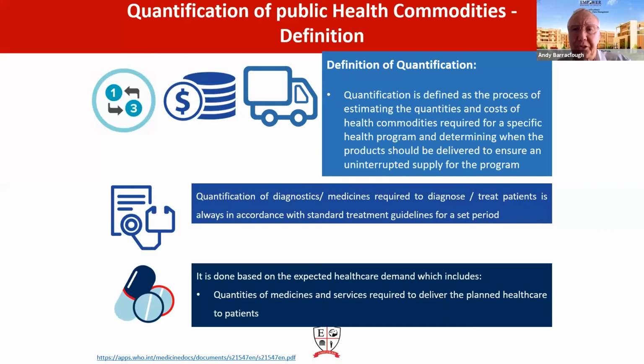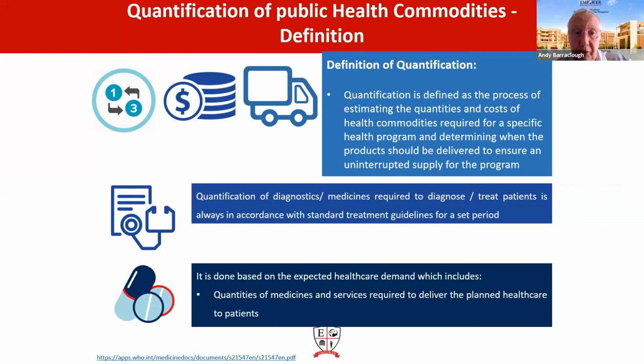It used to be the case that WHO defined the two separately. So forecasting was defined as a multi-year estimation, going forward for 5 years into the future, whereas quantification was defined as only the quantities and the budget for the next order to be placed. In fact, those two terms have been so abused that they're now interchangeable, and we don't try to differentiate between forecasting and quantification anymore.